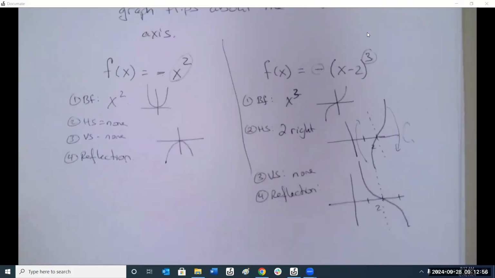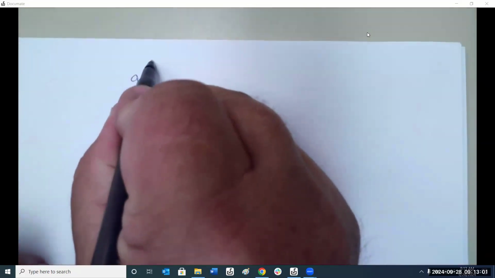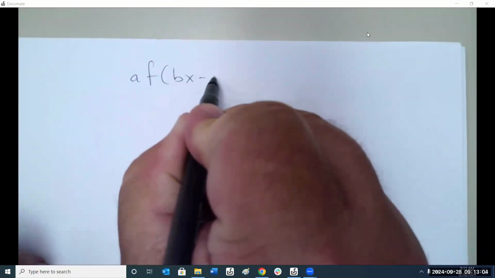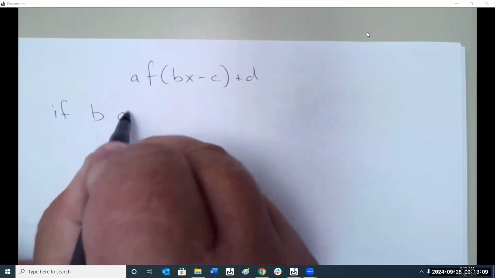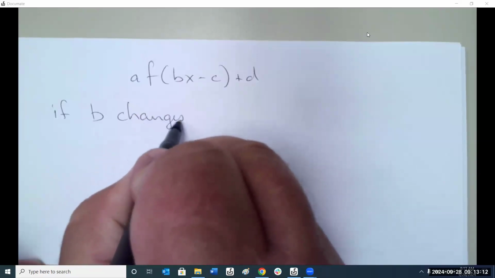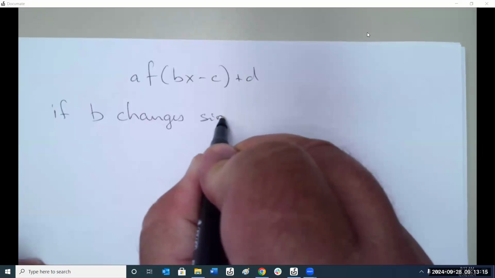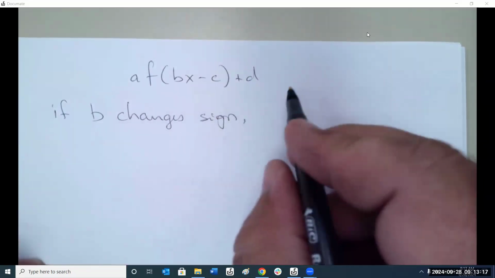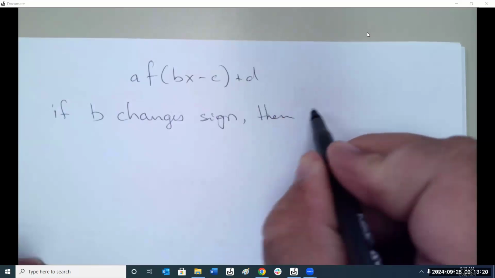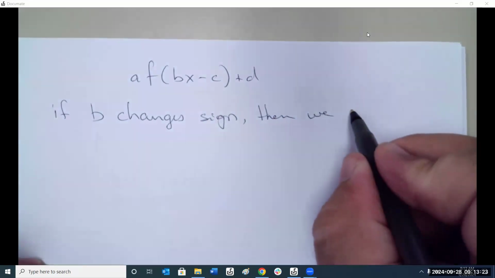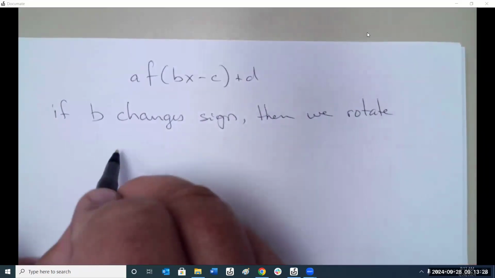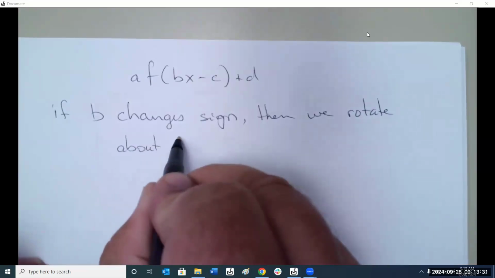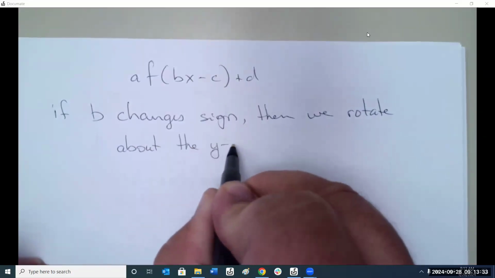Now let's look at B. If B changes sign, then we rotate about the y-axis.